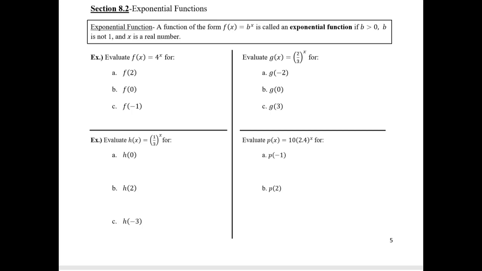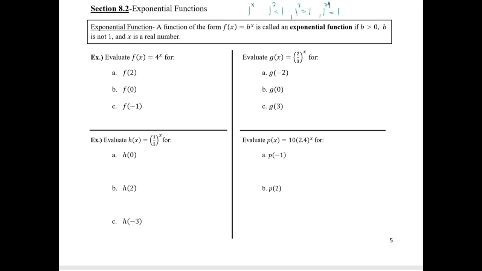So let's talk about why b can't be 1. If I had 1 to a power, it doesn't matter what that power is. 1 squared would be 1. 1 cubed would be 1. 1 to the 74th power would still be 1. So that's why b can't be 1. It would just be a straight line at y equals 1. So b can be any other number greater than 0, and x can be any real number.